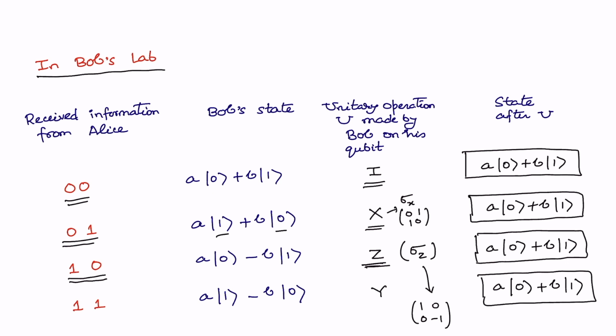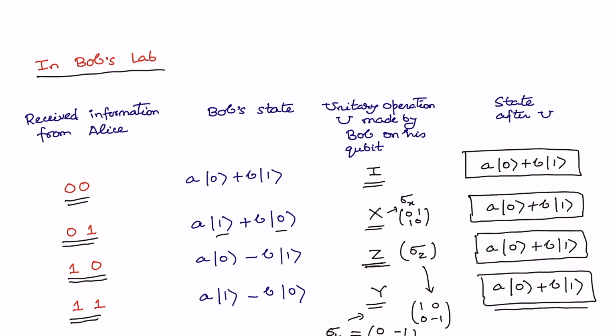And finally, if Alice says that she got 1 1, then Bob is going to make a Y operation, and this Y operation is akin to the sigma Y Pauli matrix. Only the thing is that rather than minus i, you can have -1 here and 1 here. Even if you have minus i, it doesn't matter. It would be multiplied by a factor of i, which can be absorbed in a and b, and you are going to recover the original quantum state which was intended to be sent.